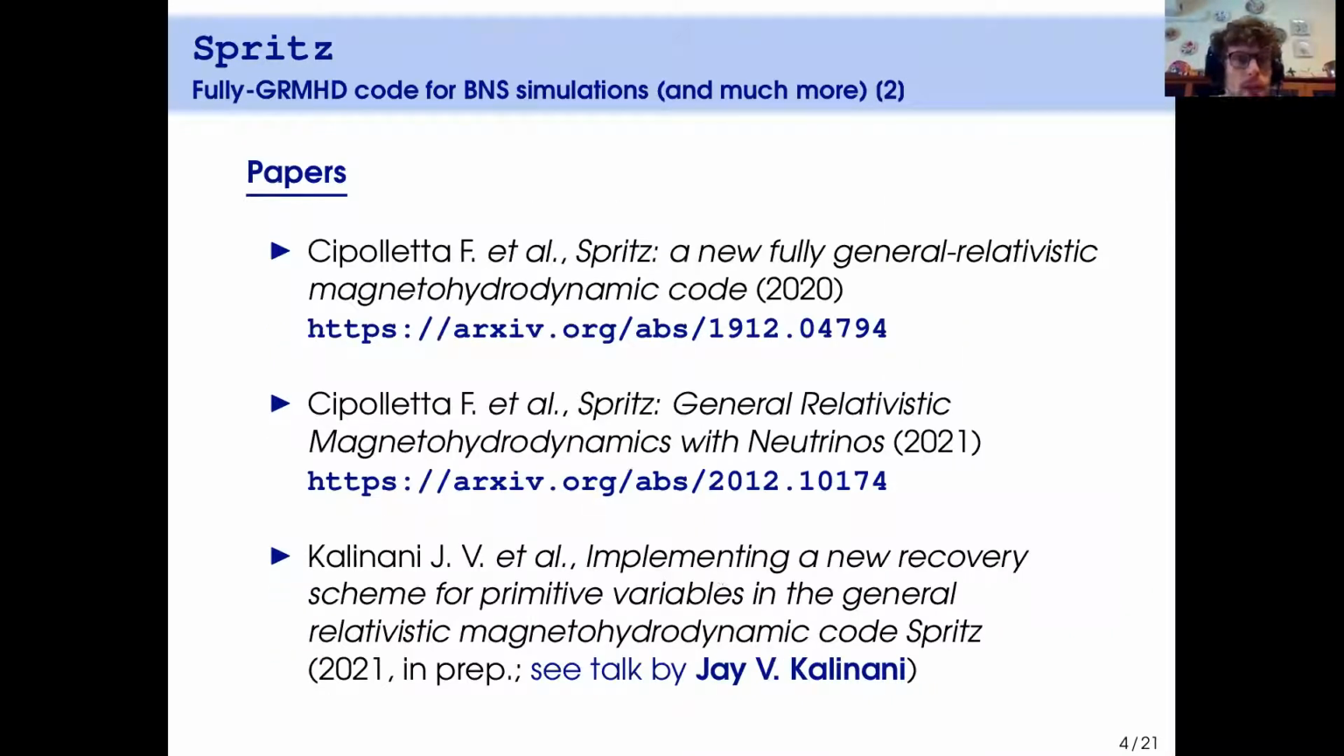Let me also point you to some key papers about the code. We have the paper by Cipolletta et al. 2020, which describes the basic features of the code. Then we have Cipolletta et al. 2021, which introduces the tabulated EOS treatment and neutrino leakage. And then we have a paper, which is in preparation now by Kalinani et al., which involves a new conservative-to-primitive scheme, which is going to be implemented in Spritz. I point you to the talk by Jay Kalinani, which I think will be tomorrow, if I'm not mistaken.